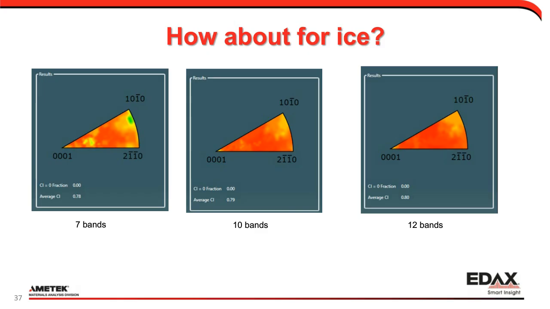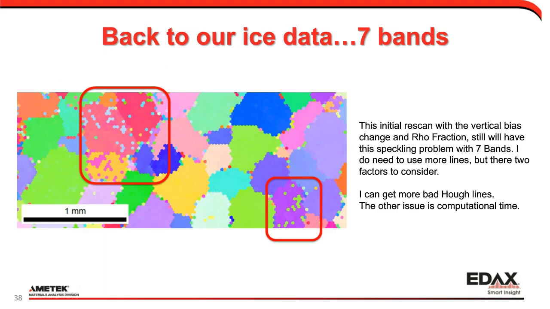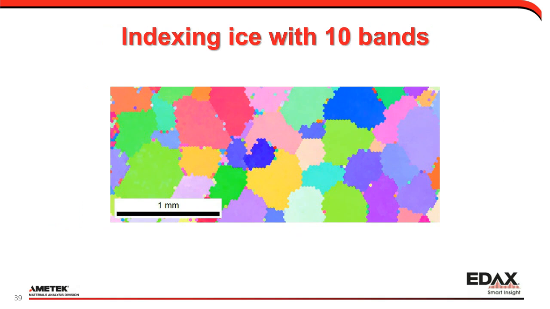If I go ahead and do this now with the ice maps, in this case here you can see I'm still getting some of that speckling, and I want to deal with this. So I use more bands. I can see that with 10 bands, I've now basically gotten rid of that speckling problem. The grains are no longer speckled inside because I have enough bands to do that.